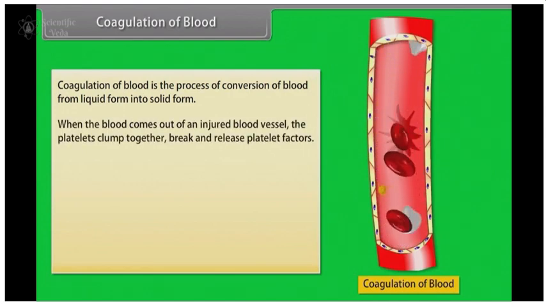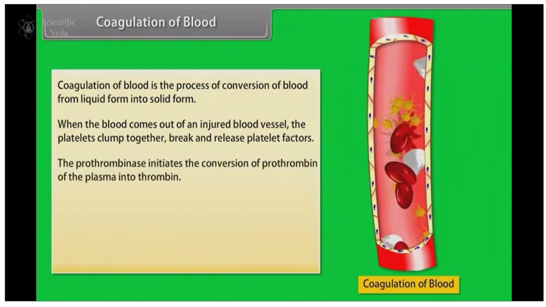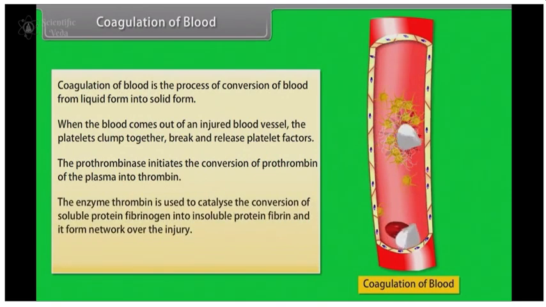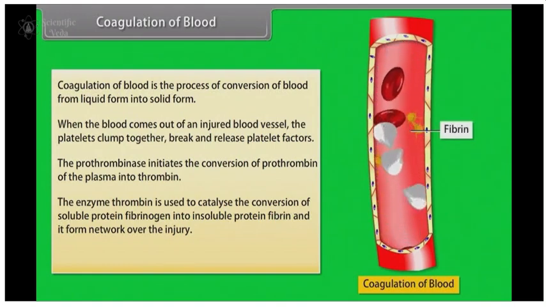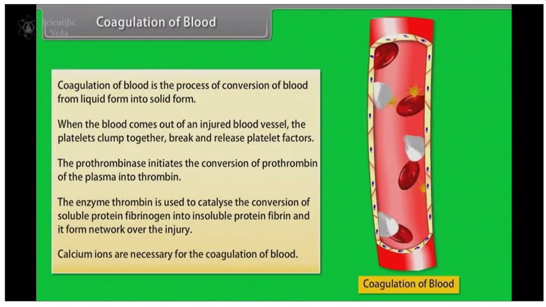When the blood comes out of an injured blood vessel, the platelets clump together, break and release platelet factors. The prothrombinase initiates the conversion of prothrombin of the plasma into thrombin. The enzyme thrombin is used to catalyze the conversion of soluble protein fibrinogen into insoluble protein fibrin, and it forms a network over the injury. Calcium ions are necessary for the coagulation of blood.